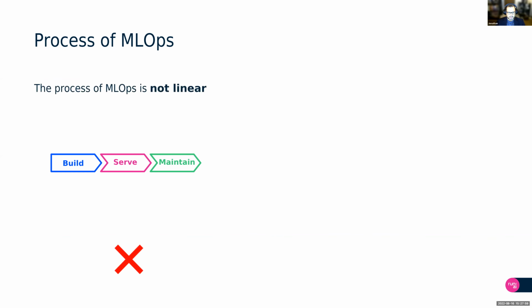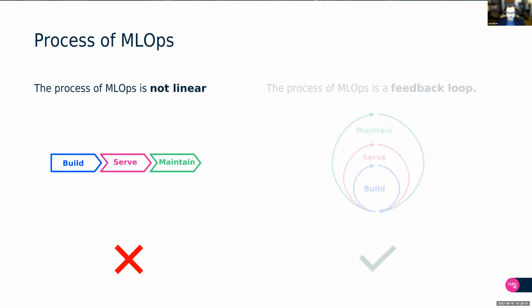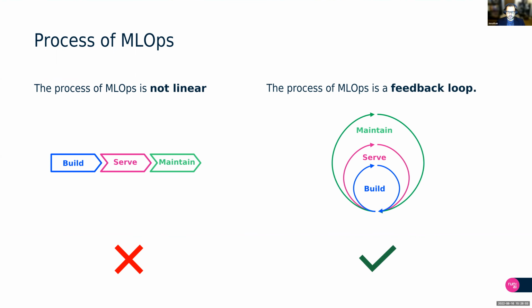An important thing to note is that I did present this in a linear sort of build, serve, maintain fashion. But the process of MLOps is not linear, and this is a better representation because MLOps is a feedback loop. It's a never-ending process, and you can jump from one step to another without any particular order.